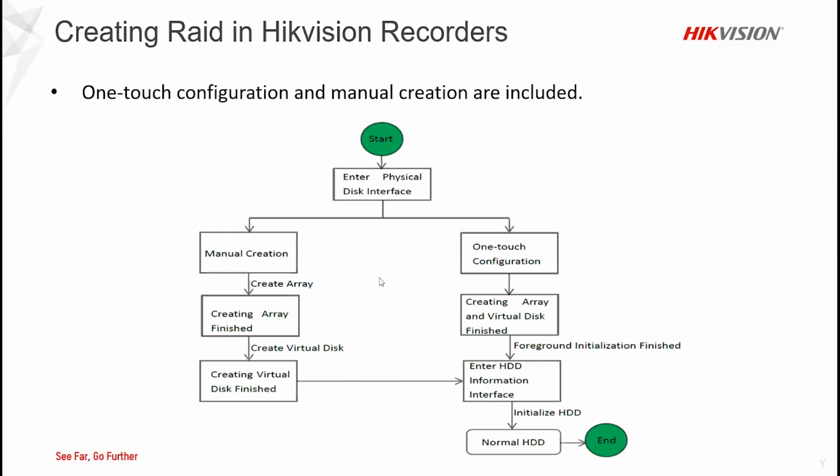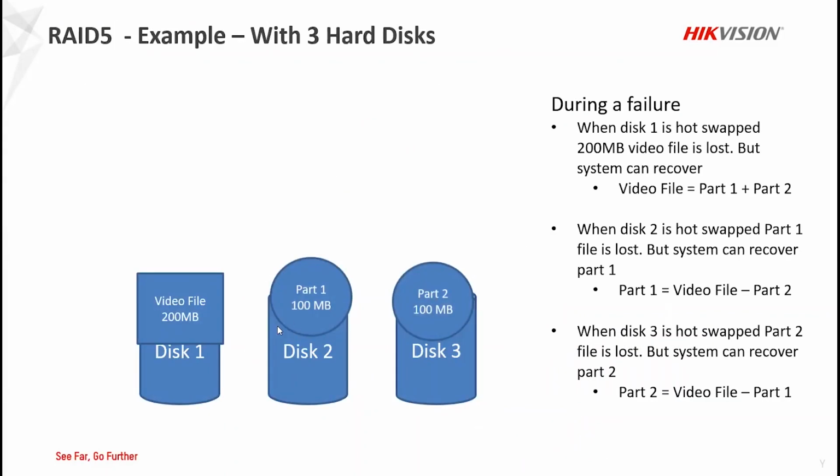So if you have 4 hard disks, the video will be split into 3 parts. One hard disk will have the parity, the total file. The other 3 will have part 1, part 2, part 3 like that. So it depends on the hard disk count.